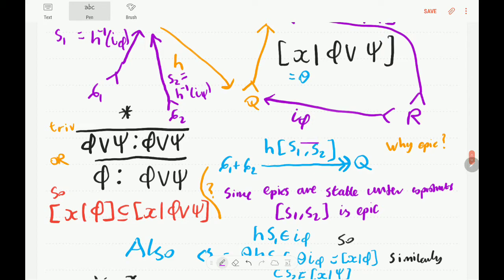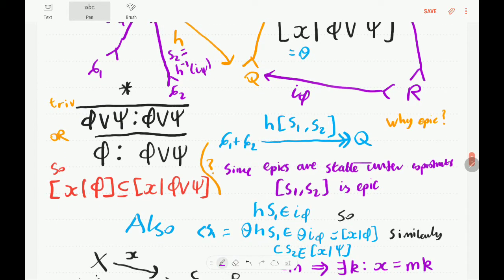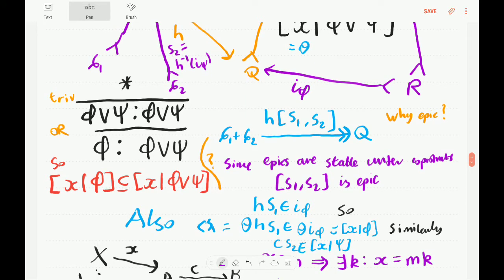Now, apparently H after S1, S2 is epic. And epics are stable under coproducts. These are parts of the results about stability and the back end of the fundamental theorem of topos theory that I haven't quite internalized yet. Anyway, H S1 is in I of psi.